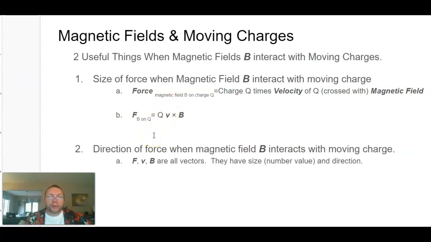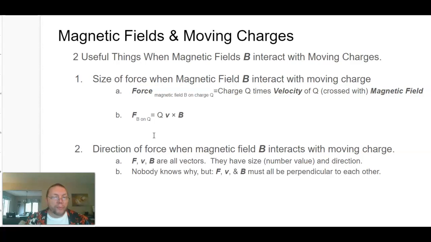So, the direction of the force that a magnetic field exerts on a moving charge. Force, velocity, and magnetic fields are all vectors. That means that they all have a size or a numerical value, and they all have a direction. Now, nobody knows why, but for a force to be exerted on that moving charge, the magnetic field and the velocity must be perpendicular to each other. And when that happens, the force is perpendicular to that as well. So we have three things that are perpendicular to each other.